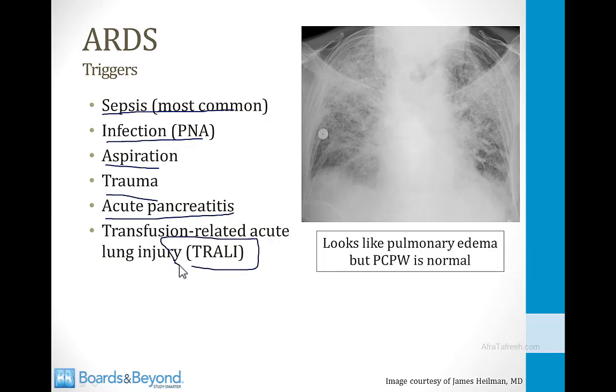And the chest X-ray in ARDS is often described as a whiteout. This is an example of one here. And one thing you should know is that pulmonary edema from heart failure can also look like this. But the difference is, in ARDS, the PCP wedge is normal. If you were to put a Swan-Ganz catheter into this patient whose chest X-ray is shown here, you would see that the pulmonary capillary wedge pressure is something like 12 or 10. It's a normal value. In order to get this chest X-ray from heart failure, you would need a wedge pressure of 25 or 30, something very high.